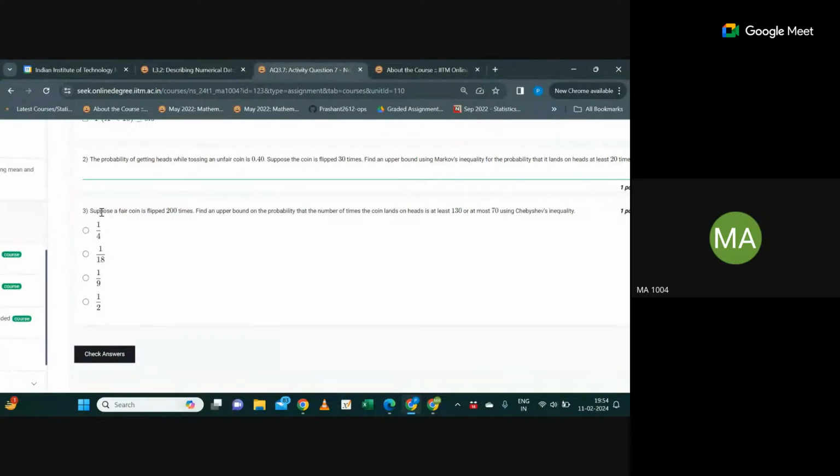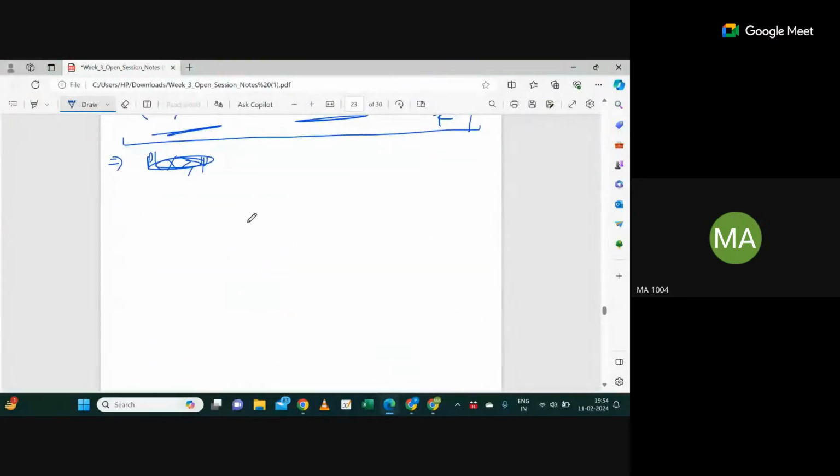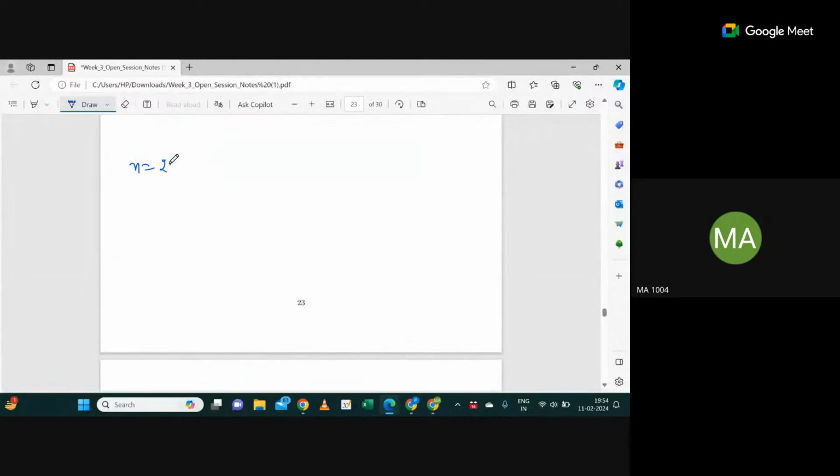If you see the question, suppose a fair coin is flipped 200 times. Then find an upper bound on the probability that the number of times the coin lands on head is at least 130 or at most 70. First of all, n is 200 times, right? That means X is the number of heads, so X will follow binomial 200 comma half. Yes or no? Yes, sir.